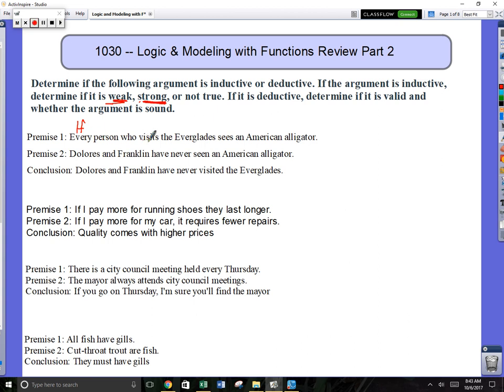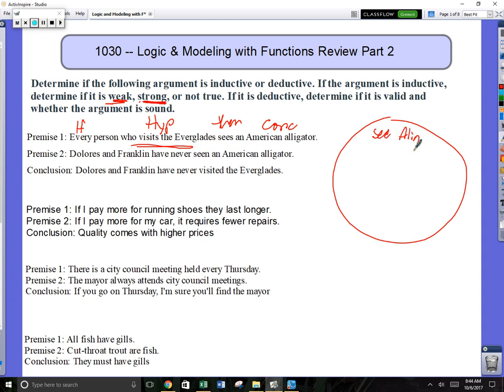If you visit the Everglades, so this right here would be what we call the hypothesis, then you see an alligator, and this is the conclusion. So the conclusion, we can represent this with a Venn diagram. The conclusion is the bigger set. So you see alligator. And in that world there lives a subset of people who visit the Everglades. Okay, so premise number 1 kind of sets up your Venn diagram. Now 2 tells you where to put it.